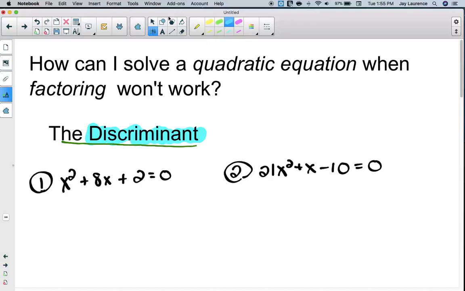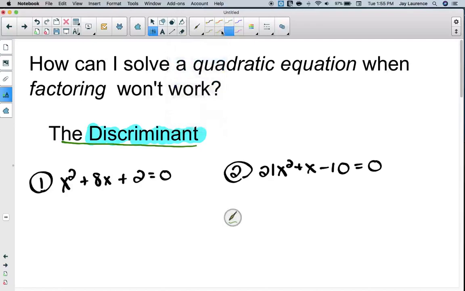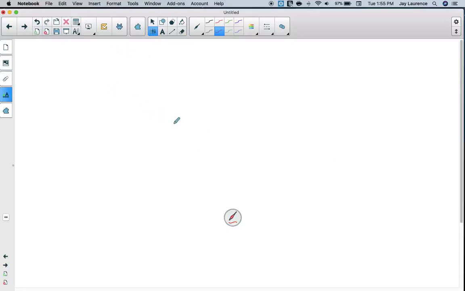Remember, the discriminant can tell you if something can be factored, right? It's actually way more powerful than that. That's important, but it can tell you more. Remember, the discriminant is b squared minus 4ac. The discriminant can tell you lots of things. So let's find out what it can tell us.